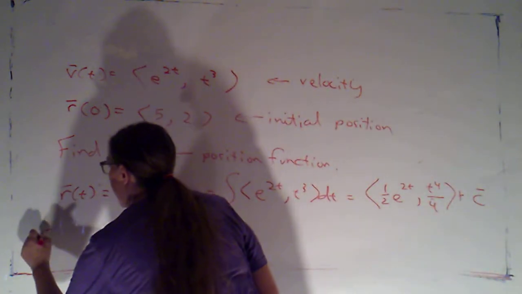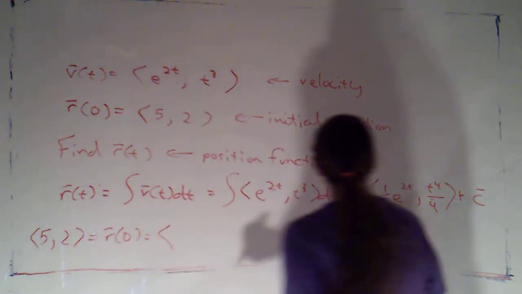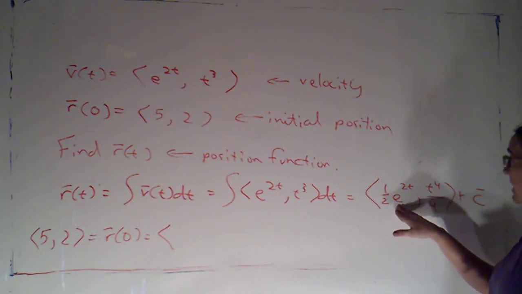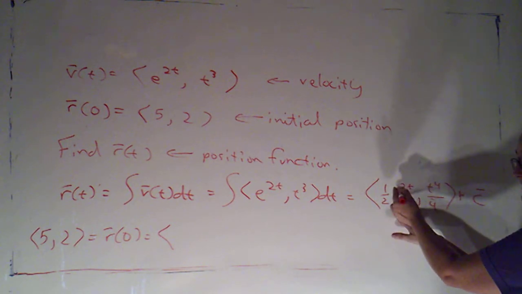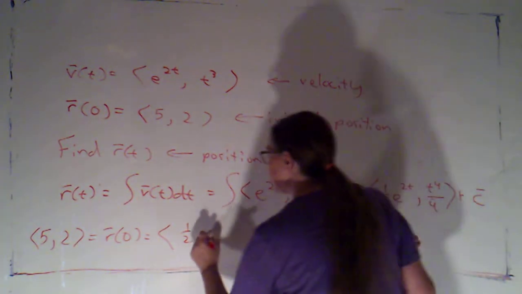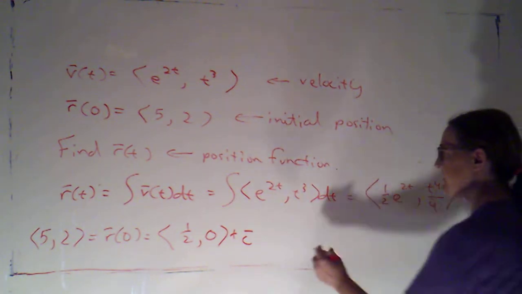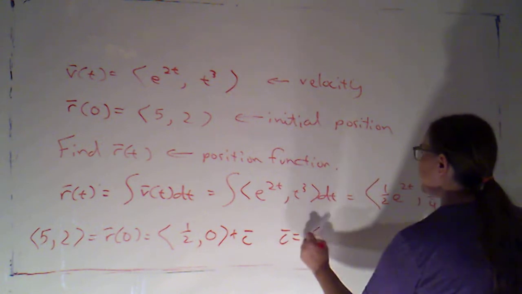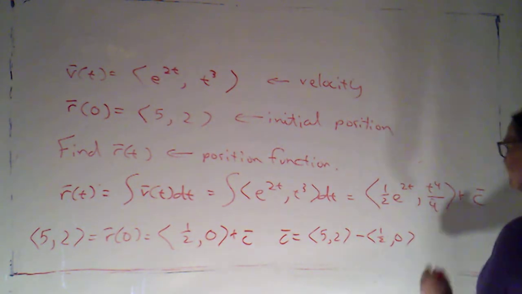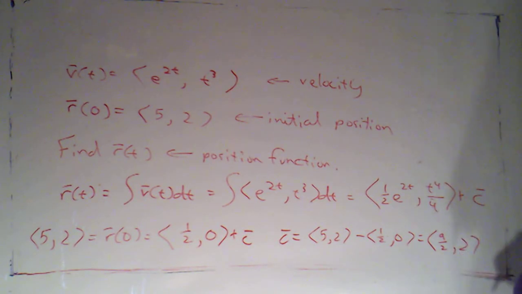So I can say that ⟨5, 2⟩, well, that was my r of 0, but r of 0 is going to be what I get if I plug in 0. Now, if I plug in 0 here, I'm going to get 1/2 e to the 0, which is just 1/2. If I plug in 0 to that second component, I'm going to get 0, and then plus c. But now I can solve for c. I can say that c is just going to be ⟨5, 2⟩ minus ⟨1/2, 0⟩, and so that's going to be ⟨4.5 or 9/2, 2⟩.